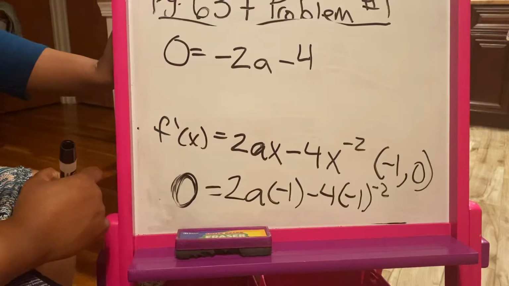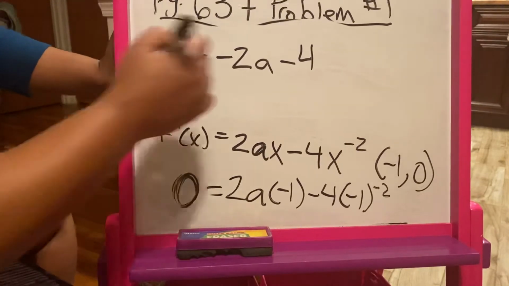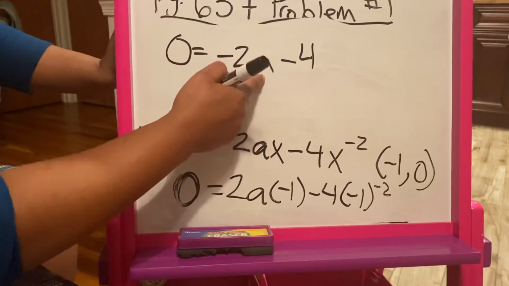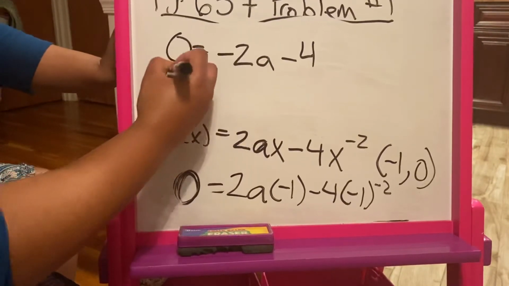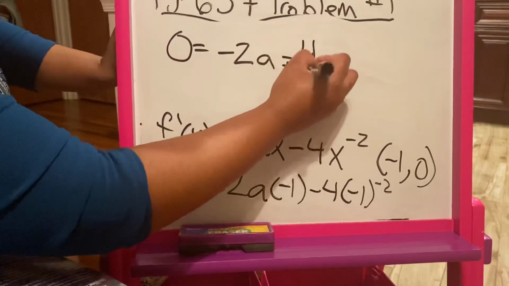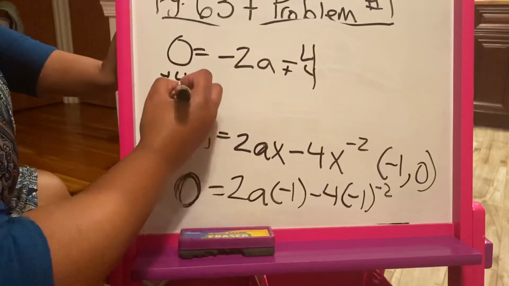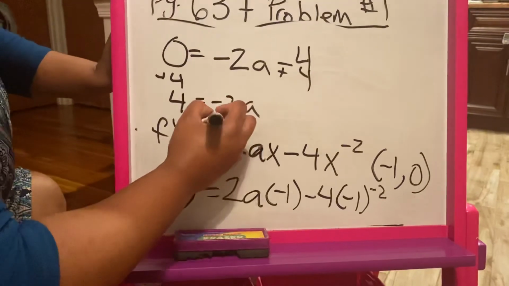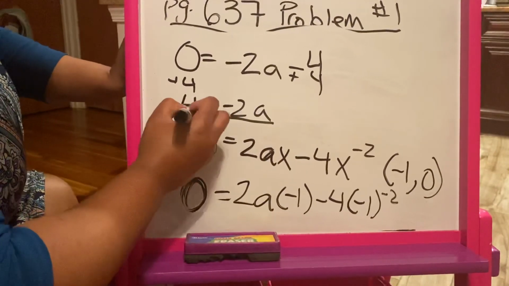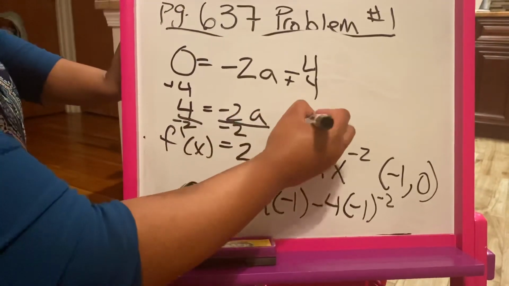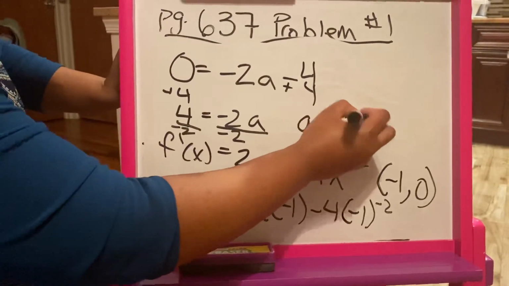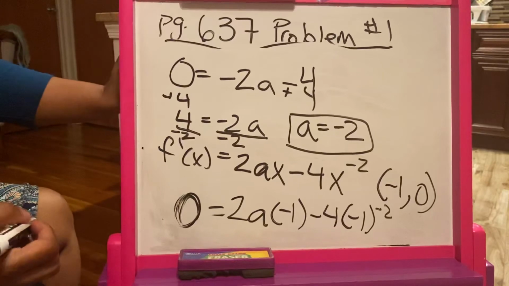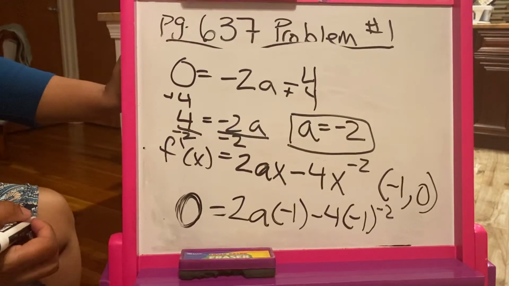Now, when I do the math, I'm going to add 4 to both sides so I could find a. So plus 4 on both sides. It becomes 4 equals negative 2a. I divide both sides by negative 2, and a equals negative 2. And that is your final answer for problem number 1.